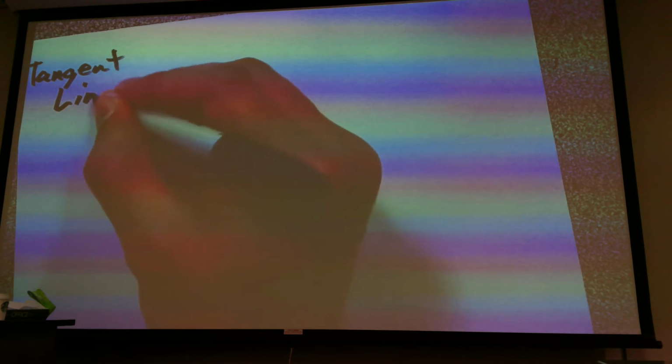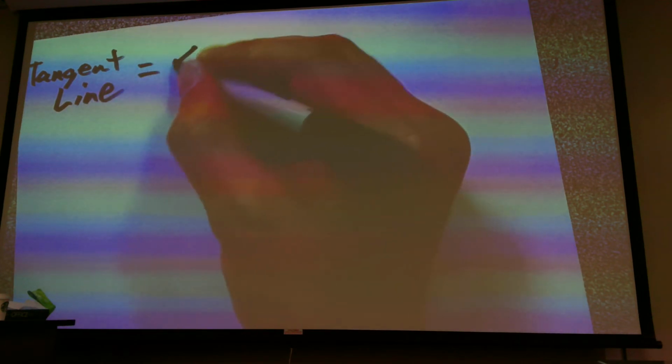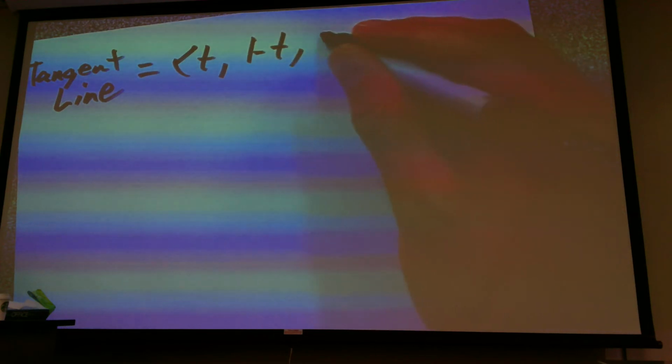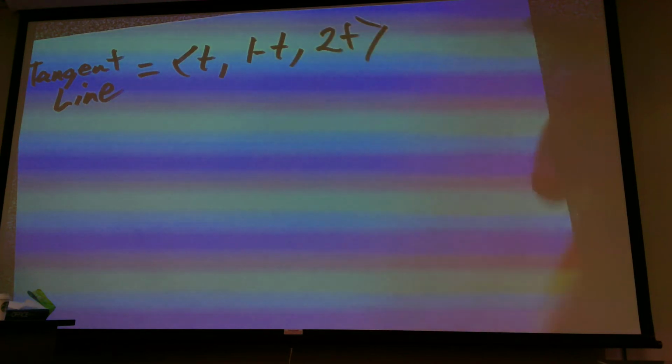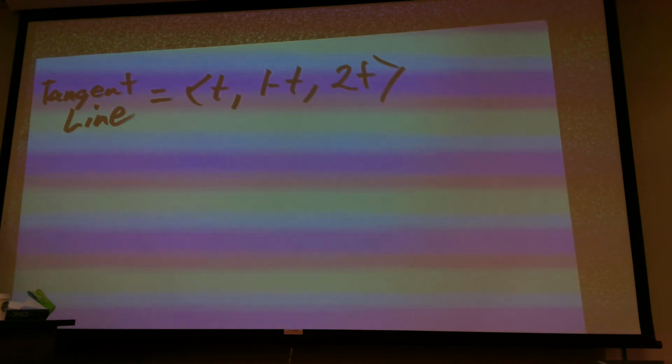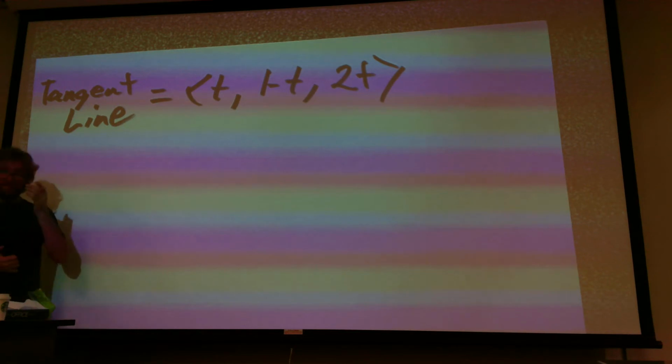Okay, so if I wanted to write this in a kind of simplified format, I'll write it like this. So we're going to put this on this page. So the tangent line would be equal to t, comma 1 minus t, comma 2t. So that would be the parametric equation of that tangent line.